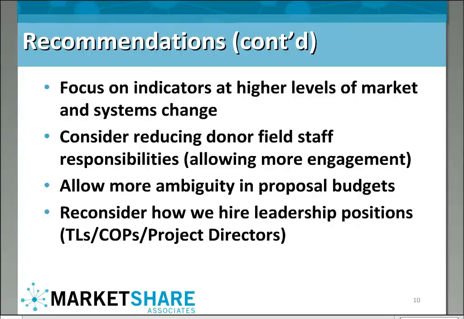And then lastly, as Karri discussed, reconsidering how we hire leadership positions. Team leaders, chiefs of party, project directors, we need to think a bit more broadly about the skill sets that we want to see for people in these positions, and they don't need to be technical geniuses or even really technical experts. They need to be excellent managers, and then we need to hire for technical expertise down beneath those positions.